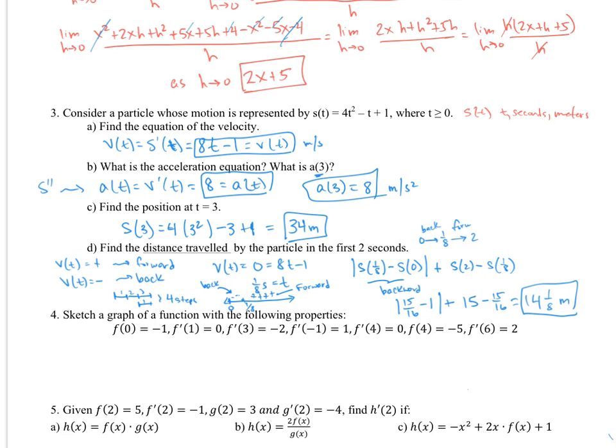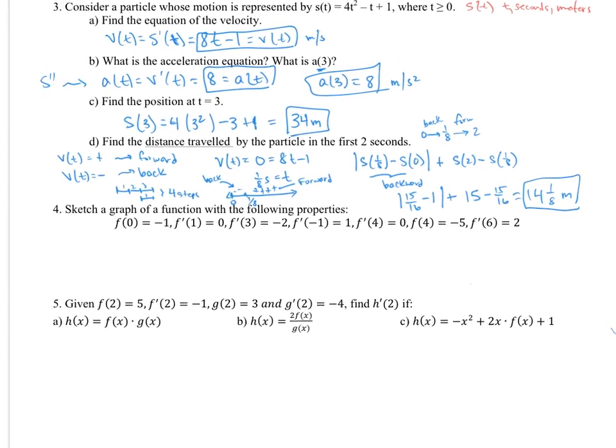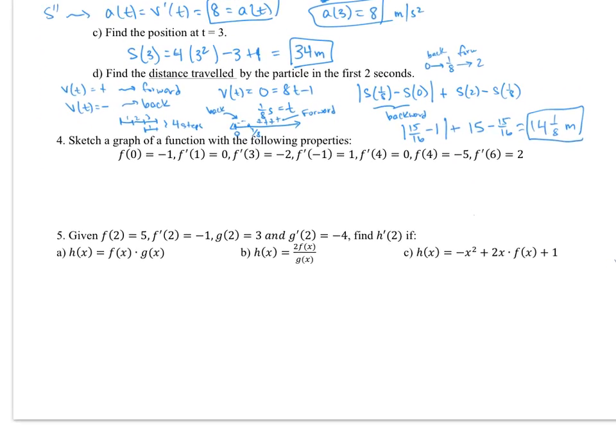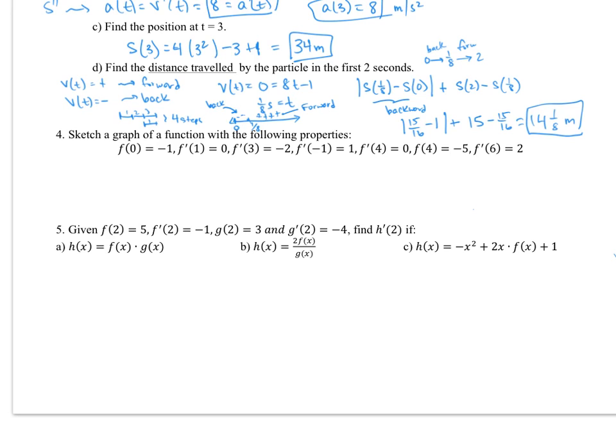Alright, let's take a look at our next problem. Let's slide this up a little bit here and see what we got. In this case, I'm asked to sketch a graph of a function with the following properties. And I'm given all this information. I'm given what f of 0 is, what f prime of 1 is.